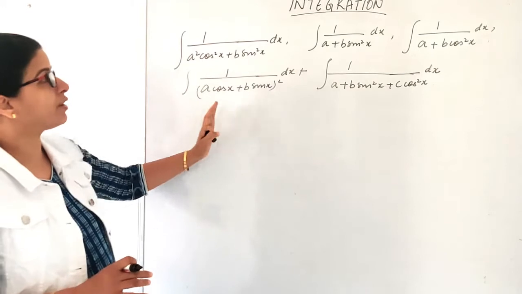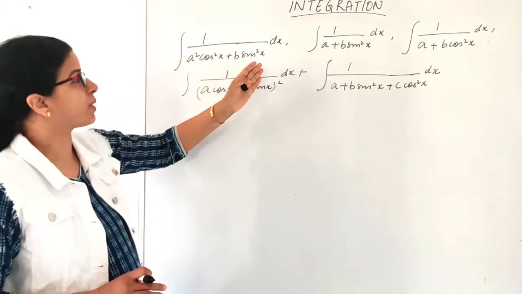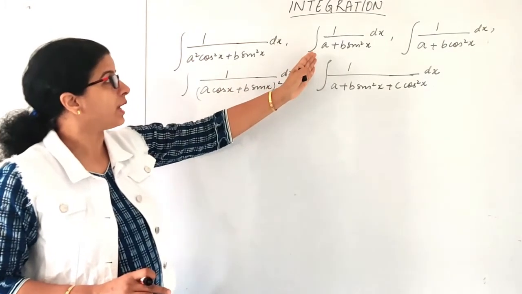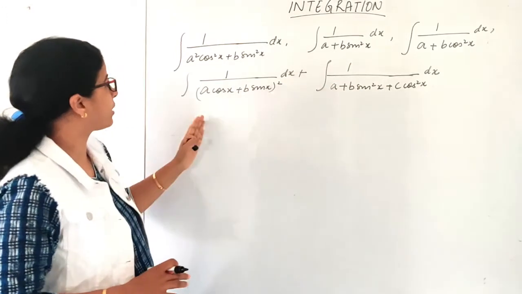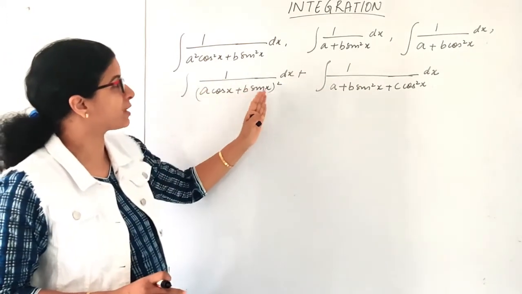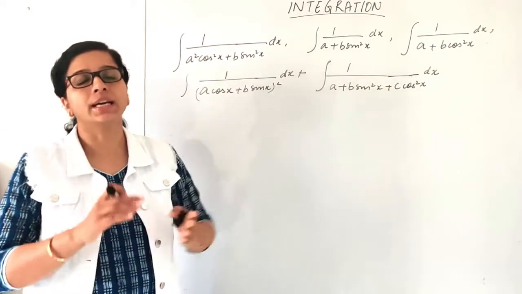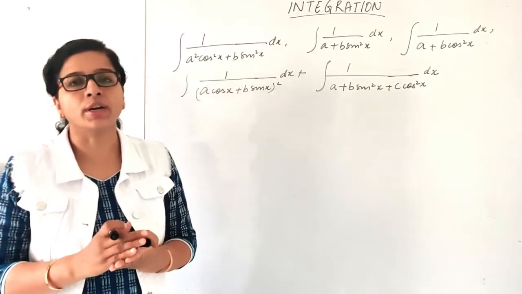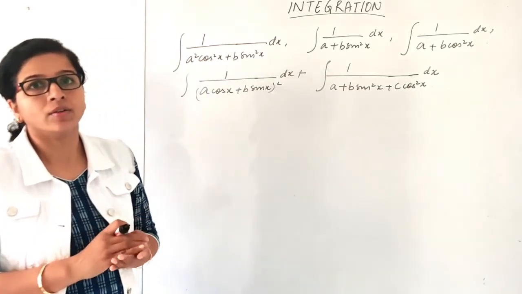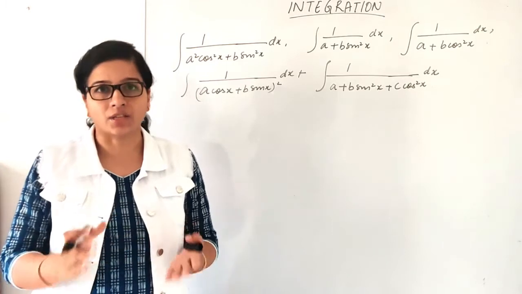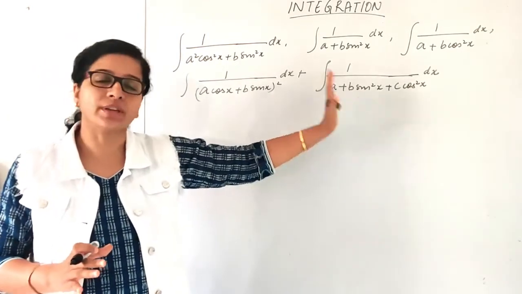Now let us check this kind of integrals. If we have integration 1 upon a cos square x plus b sin square x, or 1 upon a plus b sin square x, or 1 upon a plus b cos square x, or if we have 1 upon a cos x plus b sin x whole square, or 1 upon a plus b sin square x plus c cos square x, in that case we divide the numerator and denominator by cos square x. Okay, and then we let tan x as t, and then we further solve the question. So let us take one or two examples, then you will understand better.